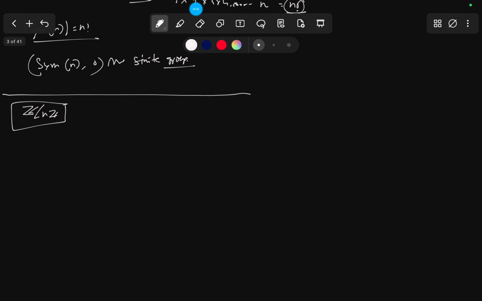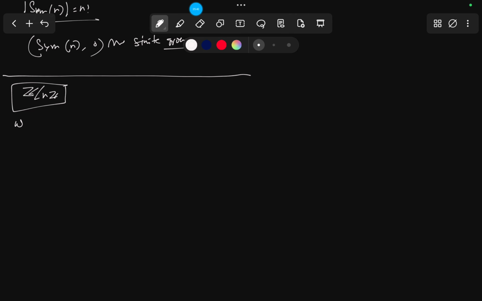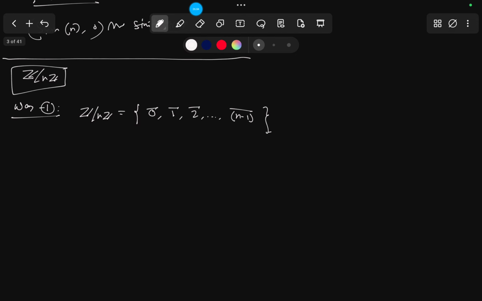Okay, so basically there are many ways to define Z mod nZ. So first let us go with the first way, way 1. Way 1 is that we define Z mod nZ as the set 0 bar, 1 bar, 2 bar, and so on up to n minus 1 bar, where each i bar is basically a set. We'll see later that these kinds of sets are called cosets.